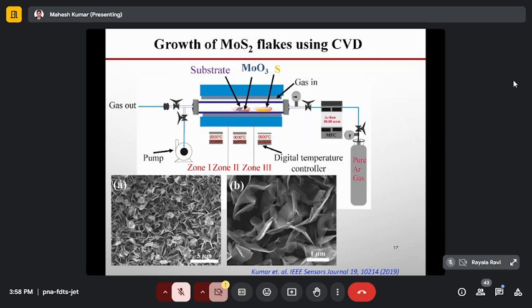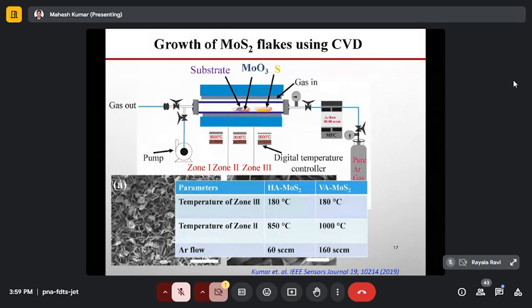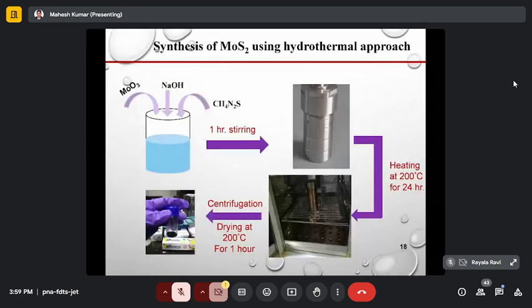And we grow on different surfaces. These are very nice vertically aligned flakes. But now we have fabricated source, drain, and gate, and the growth takes place at around 1000 degrees centigrade. At this high temperature, after the fabrication of source and drain, we cannot grow the material. So we have used another way to grow these 2D materials.